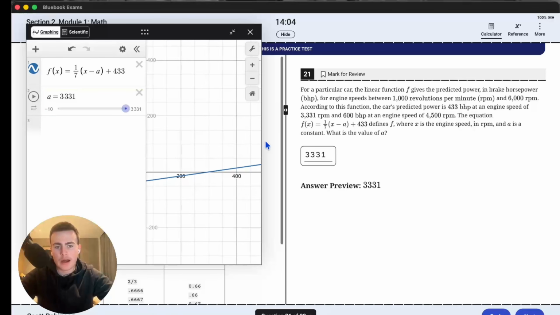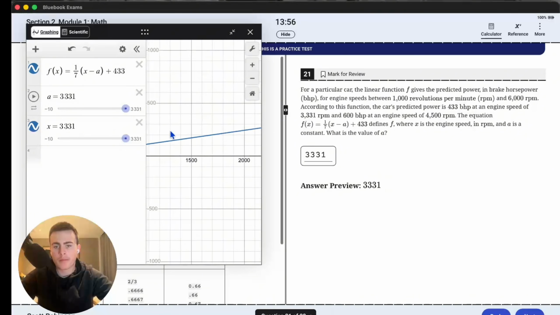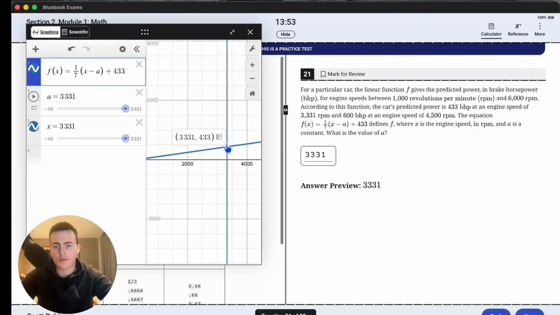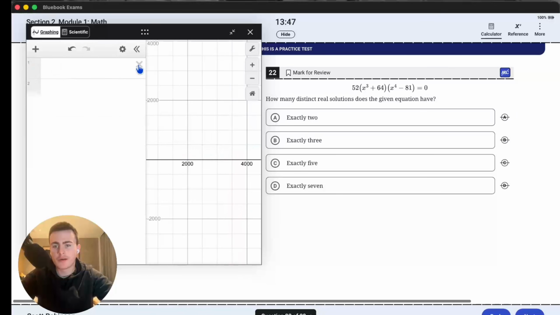Now I just want to make sure that when x is 3331, the value of y is 433. Okay, so this is the answer. Beautiful. This is the last question? What? Okay. 52x cubed plus 64 x fourth minus 81 equals 0.